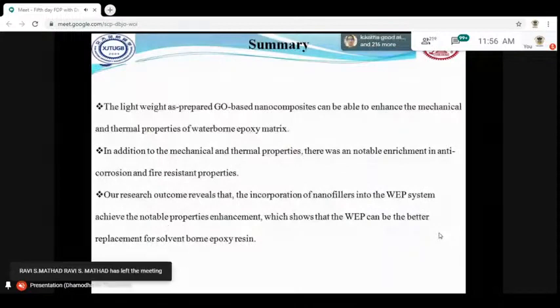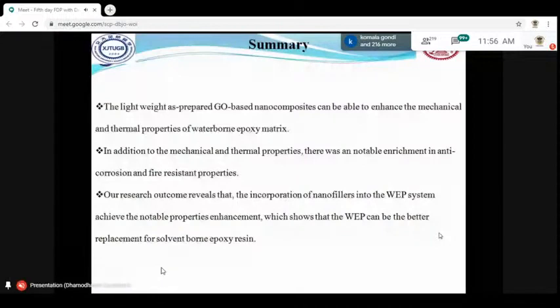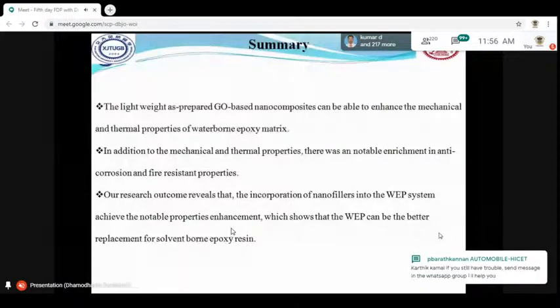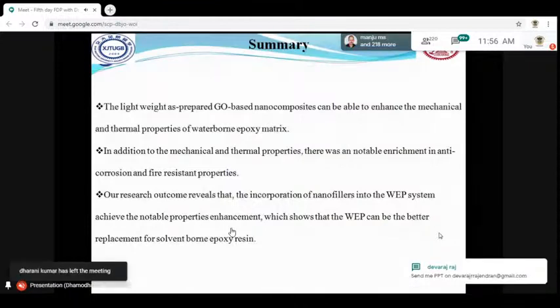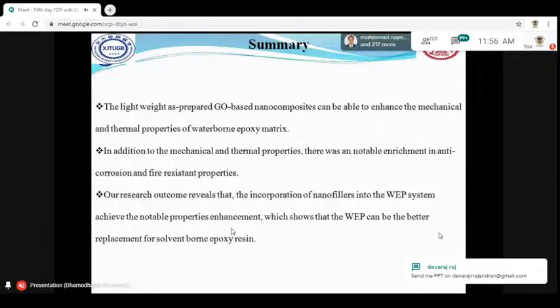So, in summary, we conclude that the incorporation of graphene or graphene oxide or surface modified graphene oxide can enhance the mechanical and thermal properties of the waterborne epoxy polymers. So it is concluded that we can replace the solvent-borne epoxy polymers with the waterborne epoxy polymers to save our environment, because nowadays we all know that our environment is facing a lot of issues because of so many problems. Even polymer utilization is one of the important problems.